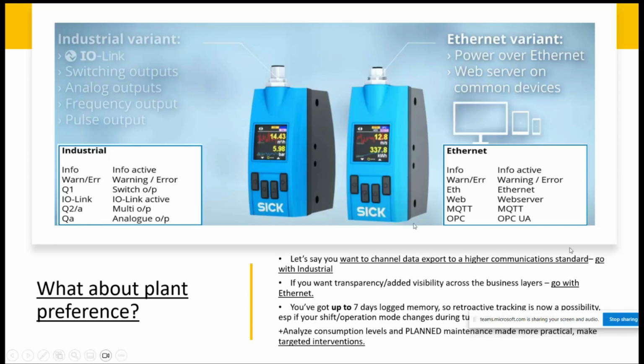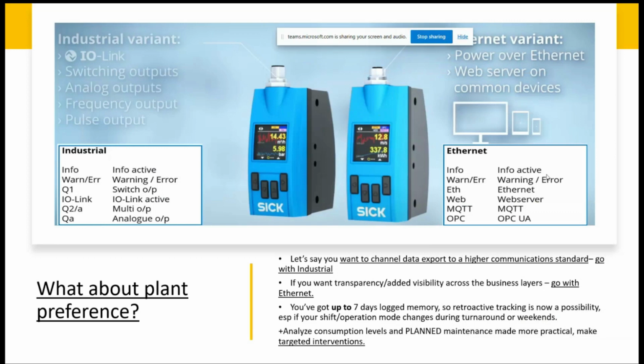So with the up to 7 days of logging, you can start spotting what's going on during shifts, what's going on at the weekend, where the peaks and troughs are. Before, you didn't have any real-time feedback on your flow and energy consumption. Now you do. This is making planned maintenance a lot more practical, and with some higher functions of this device and better setups, you can make targeted interventions. You can have alerts set up as well. So it's all down to preference between industrial and Ethernet.